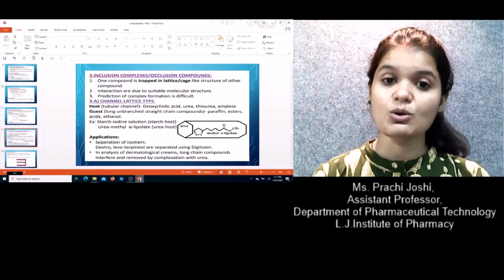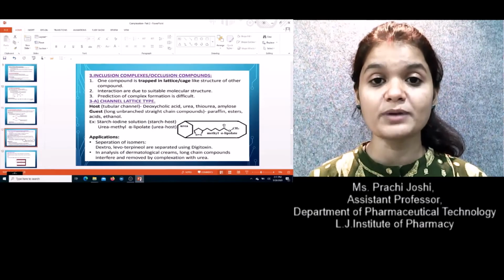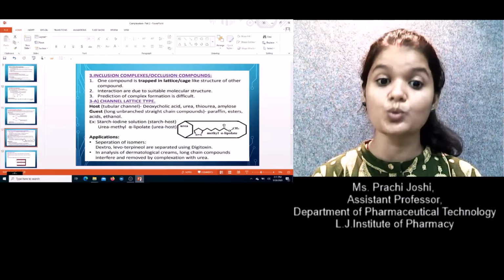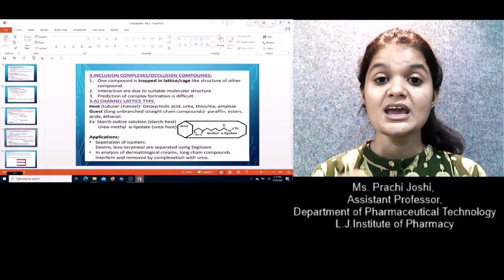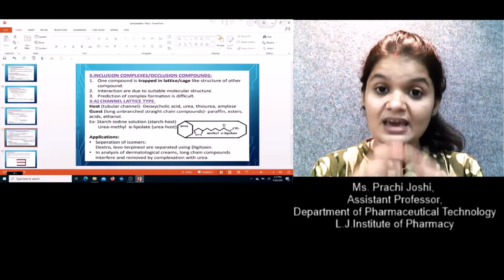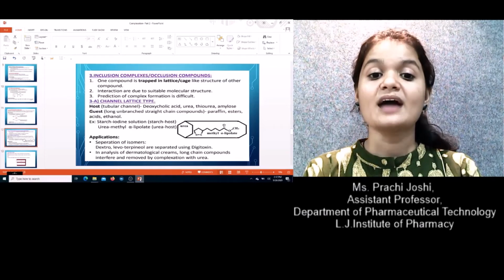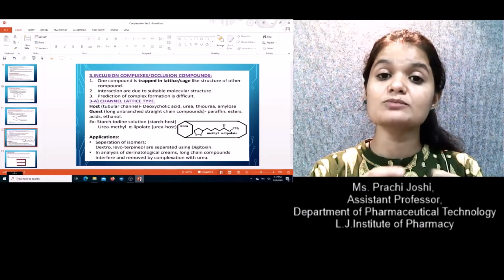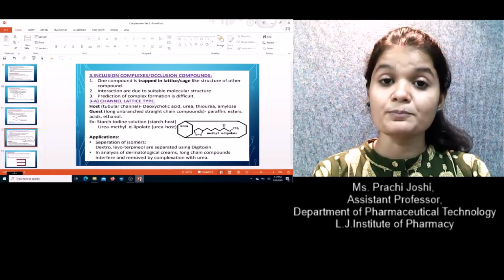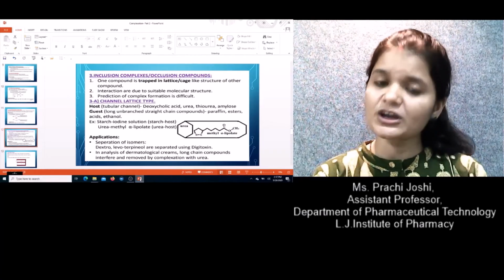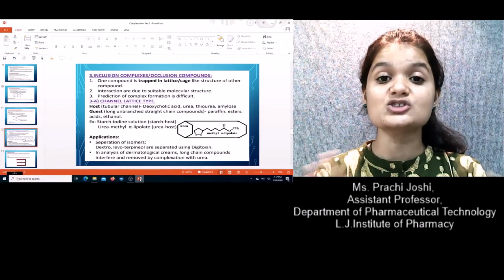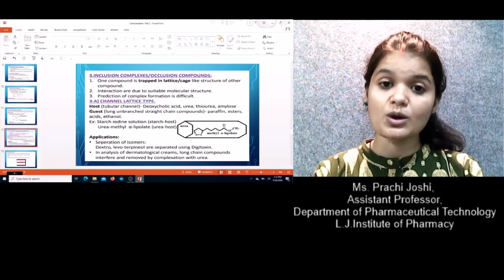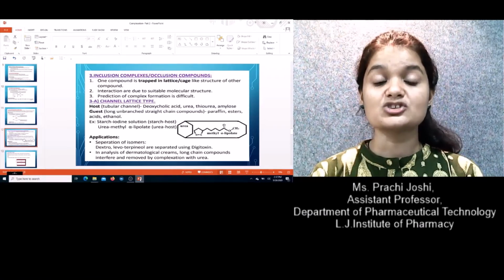The last one is the inclusion complex or occlusion complex. The word itself tells: inclusion, to include something. It will trap the molecule in a cage-like structure. Okay, and the interactions are due to suitable molecular structure. The prediction of a complex is a little bit difficult over here, but as such, there is a relation of host and guest molecules. So the first one in this is channel type.